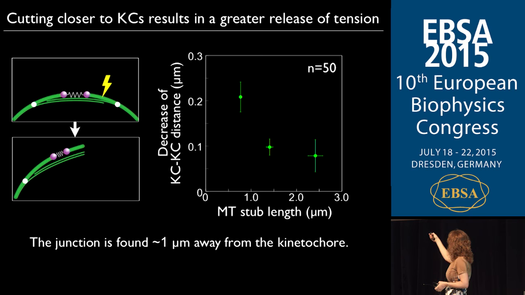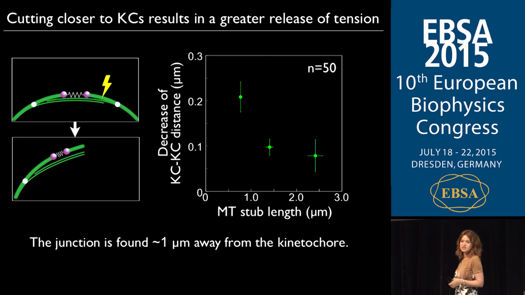So from this experiment, from this transition here, we can conclude that the junction is found somewhere here 1 micron away from the kinetochore. And this is now an independent estimate of the junction point. I have told you before that our model gave us a prediction that the junction is about 1 micron from the kinetochore based purely on the shape of the spindle before the cutting. And now, based on this experiment, we can also see that the junction is somewhere around 1 micron away from the kinetochore.